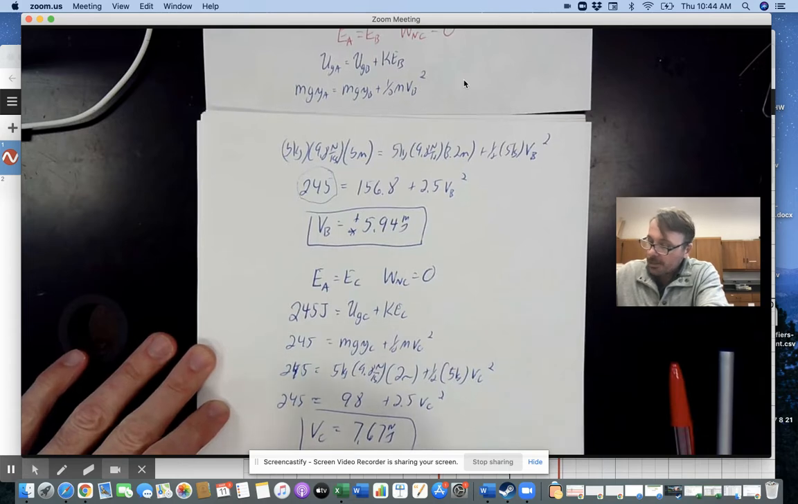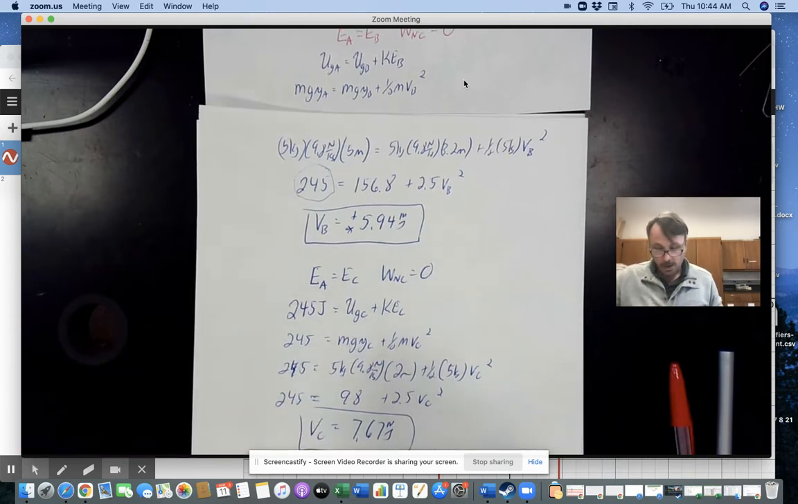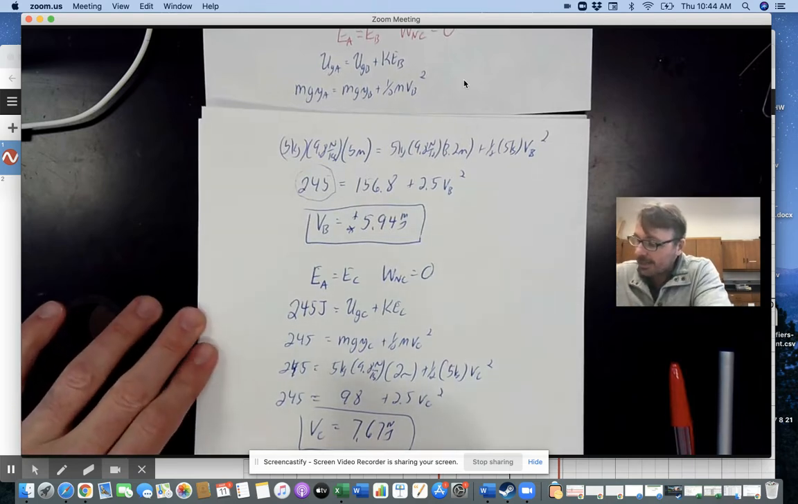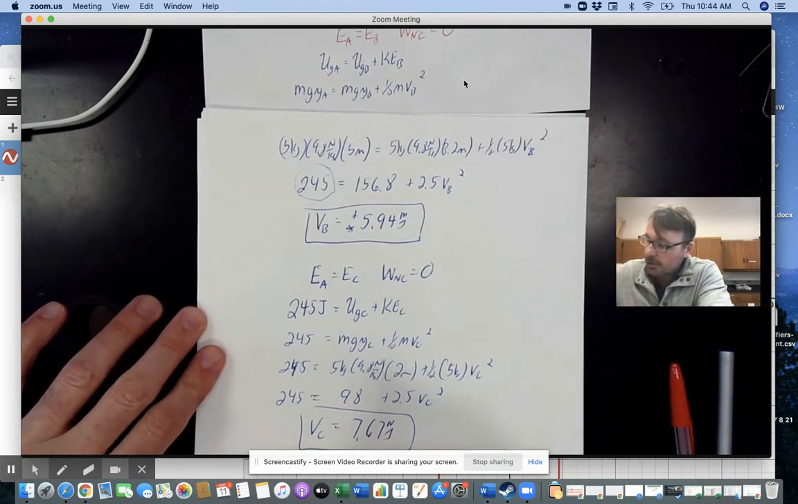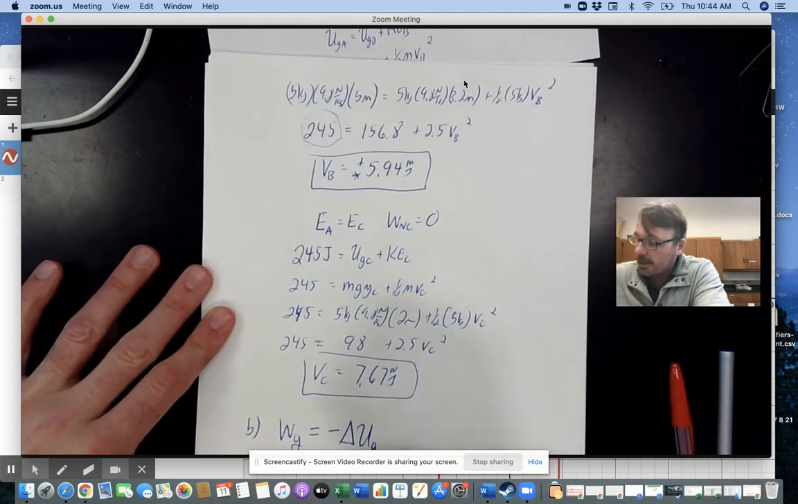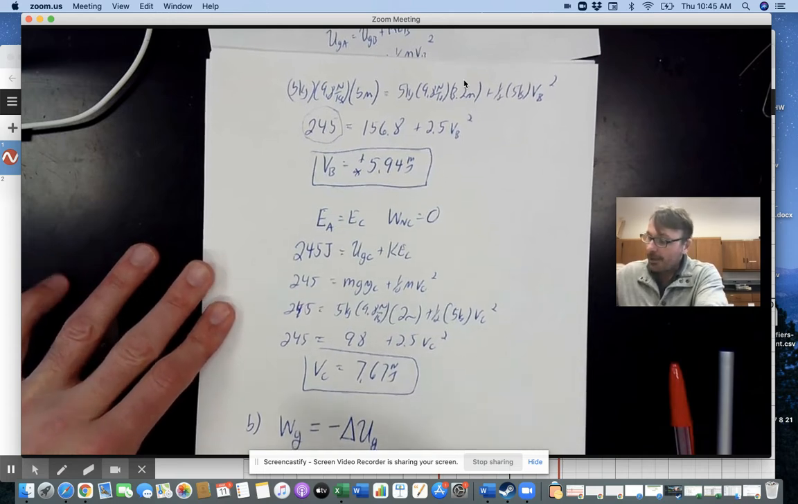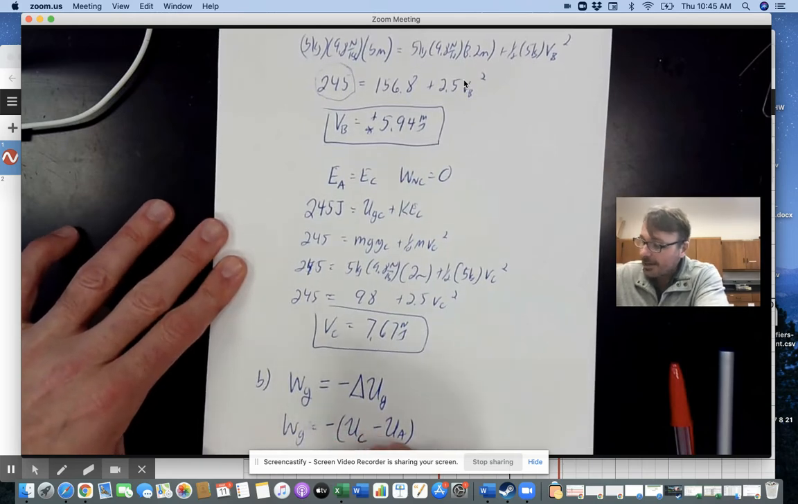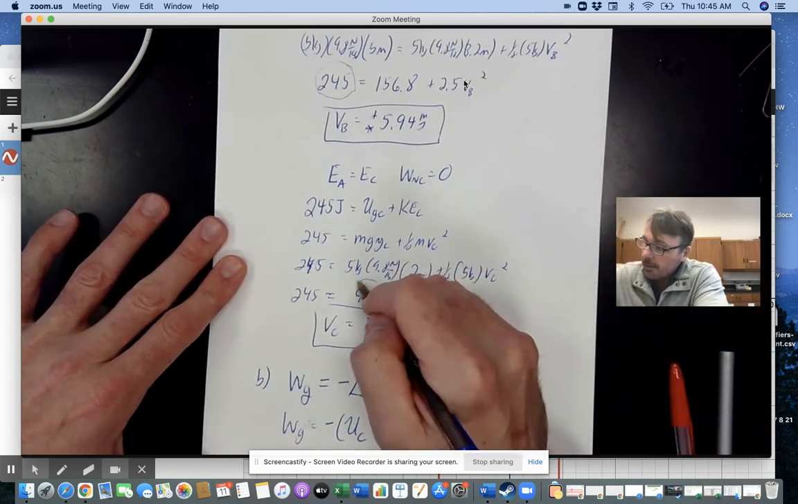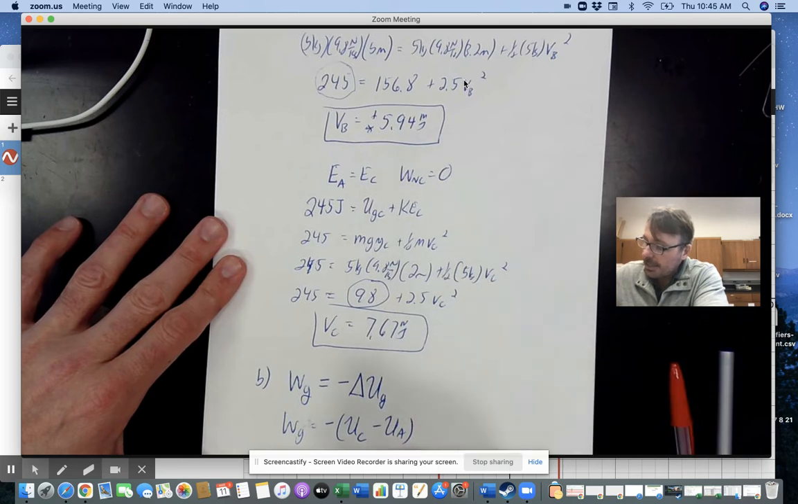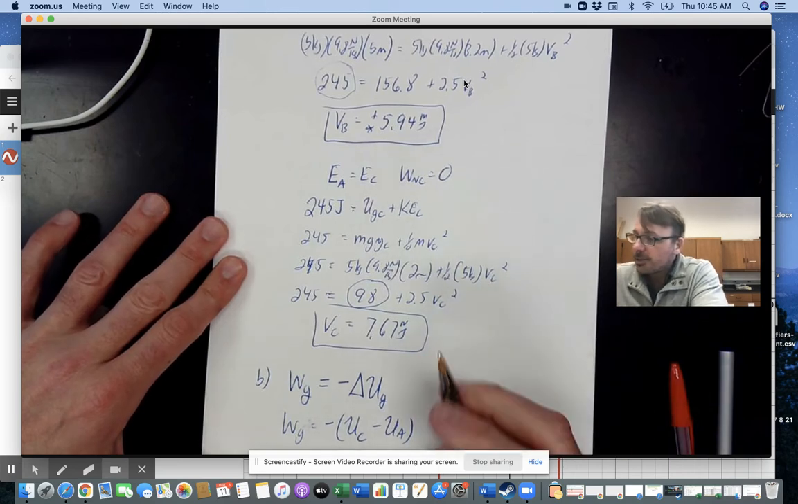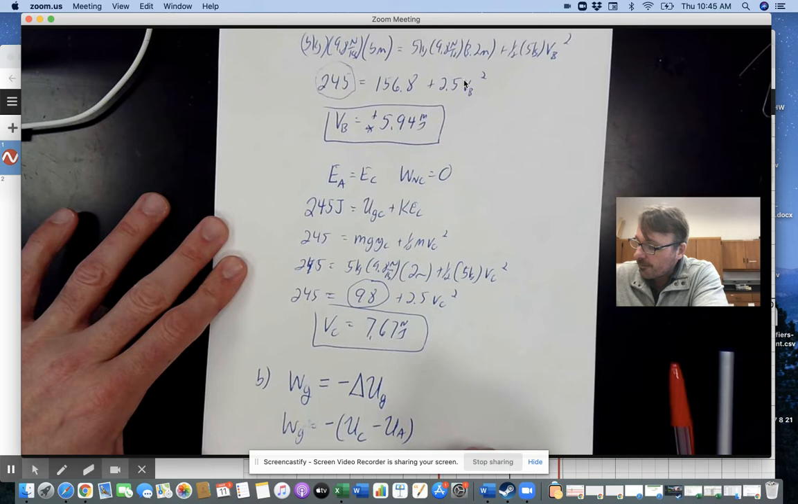It's asking what's the work done by gravity between points A and C. Well, the work done by gravity is the negative change in the potential energy due to gravity between those two points. So the work done by gravity is equal to negative final, which is C, minus the potential energy at A. And because I've done my little side work here, folks, I can steal. The potential energy at position C is 98 joules. The potential energy at position A was 245 joules.